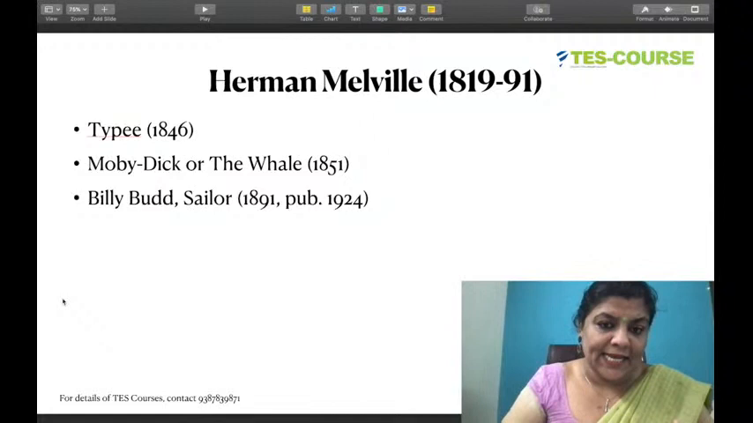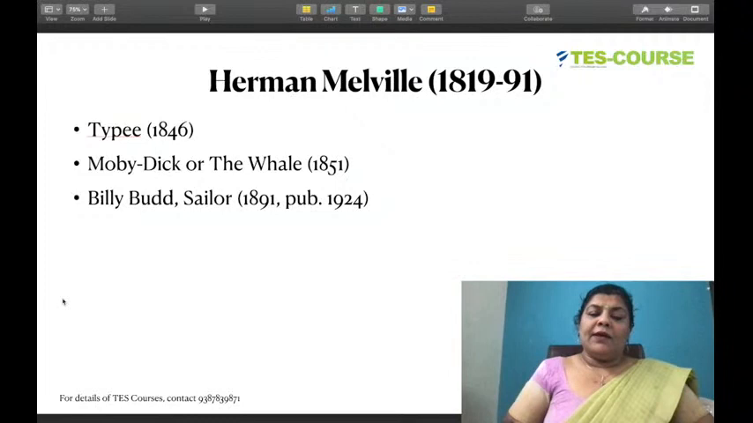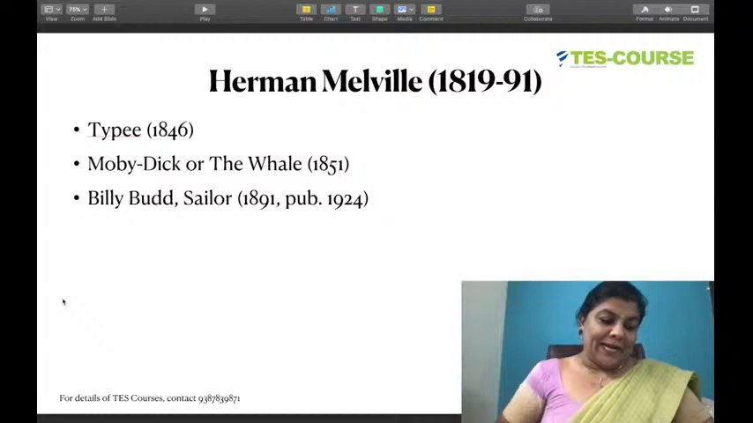Which Parsi character makes a prophecy in Moby Dick?